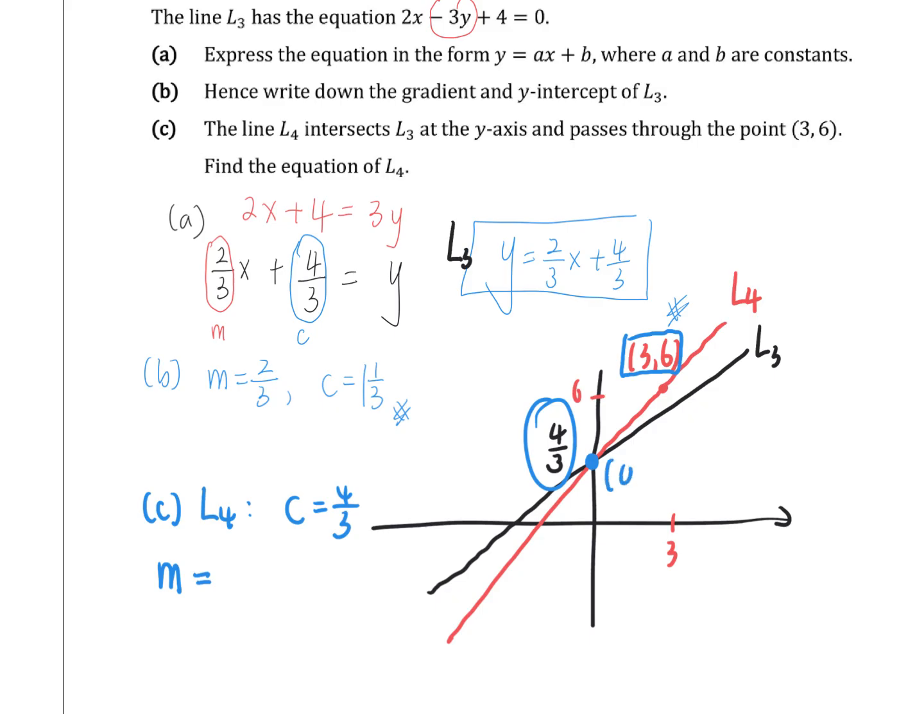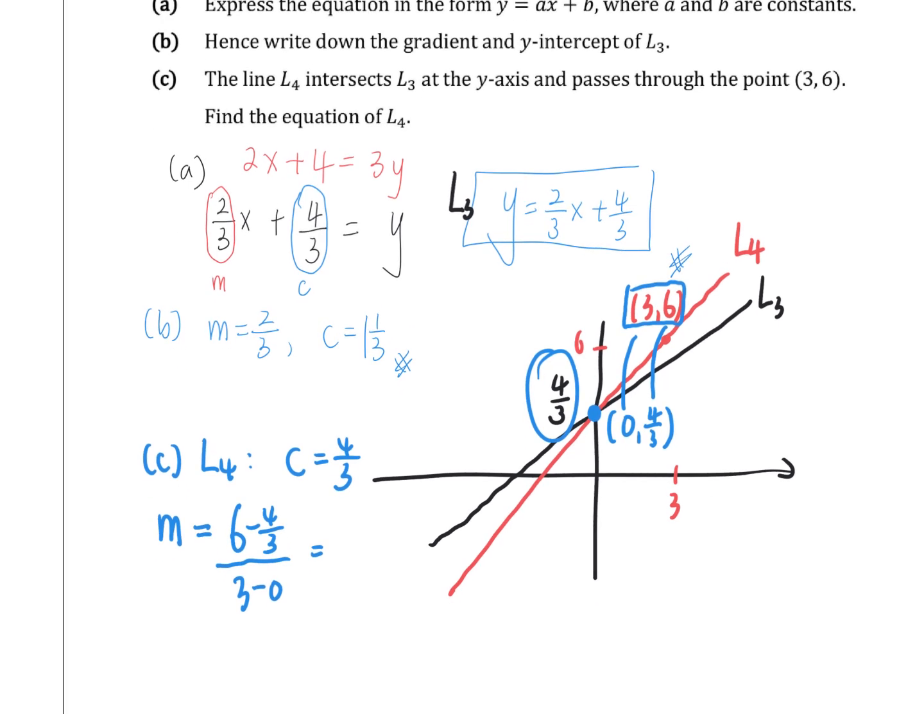This one, right? So I know the y-intercept, 0, 4/3. I know 3, 6. I can find the gradient. So y2 minus y1 over x2 minus x1. And then your gradient is what? Once we know the gradient, we can just... Yes, then the equation is out. So what's the gradient? Press calculator, please.